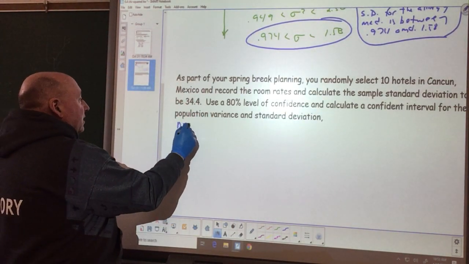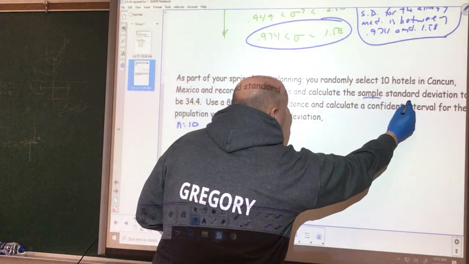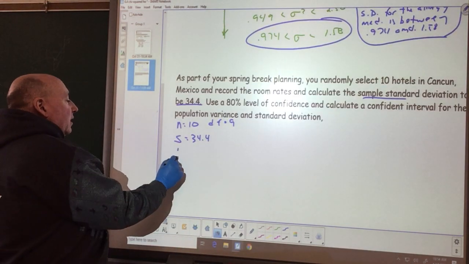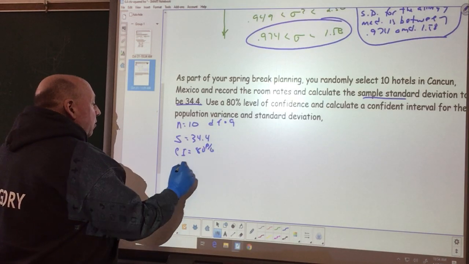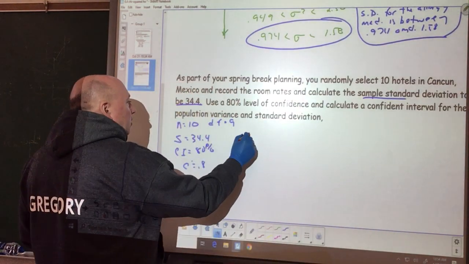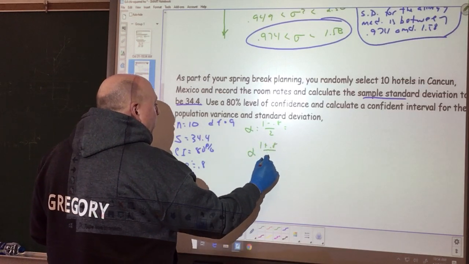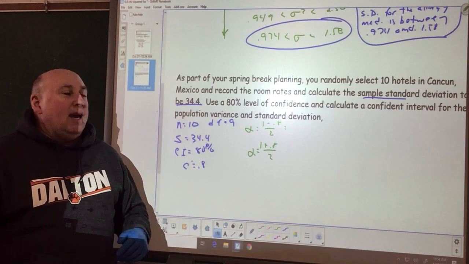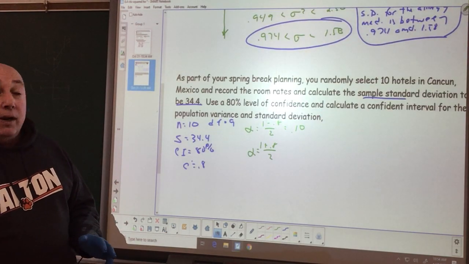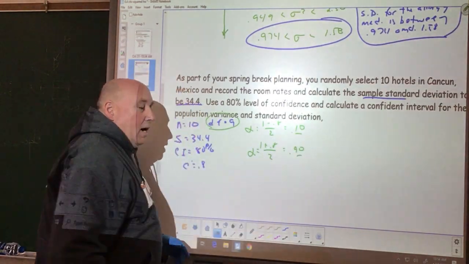We have a sample size of 10, degree of freedom turns into 9. We have a sample standard deviation, once again, is 34.4, so we have S is 34.4. We have a confidence interval of 80%, which means our C value is 0.8. So we look at our alpha values. We have 1 minus 0.8 divided by 2, and 1 plus 0.8 divided by 2. So 1 minus 0.8 is 0.2 divided by 2, so we have 0.10. And 1 plus 0.8 is 1.8 divided by 2. This gives me 0.90. So using our degree of freedom and our alpha value, we go to our table.